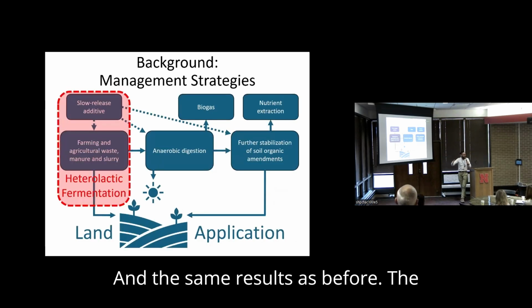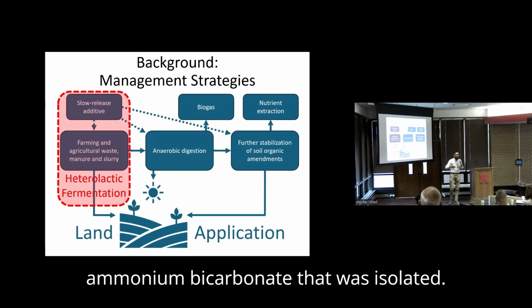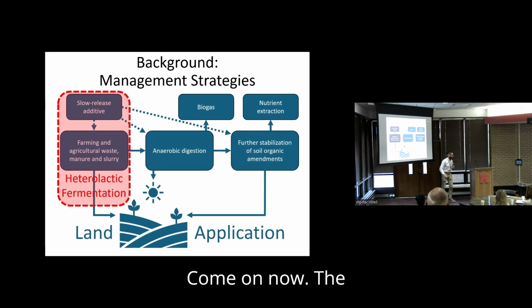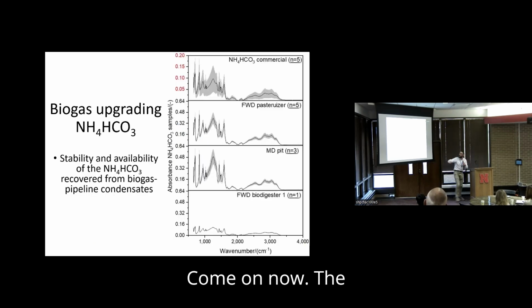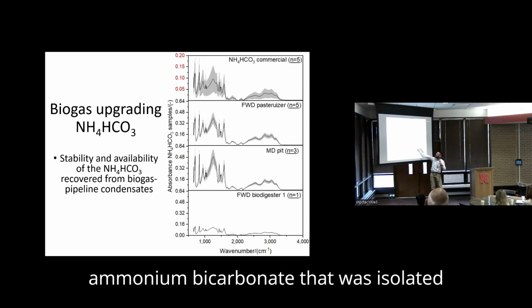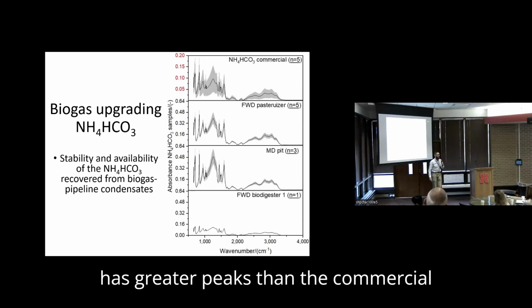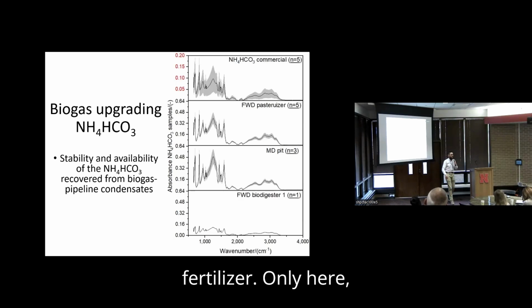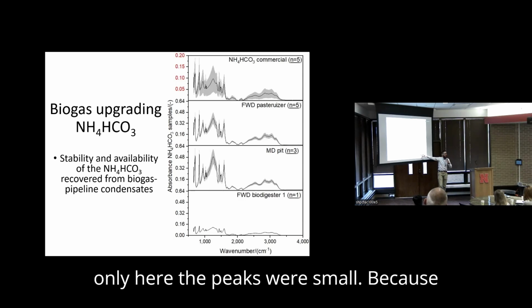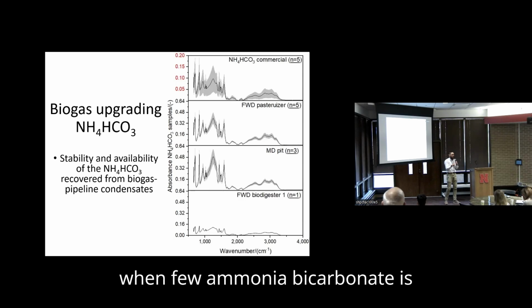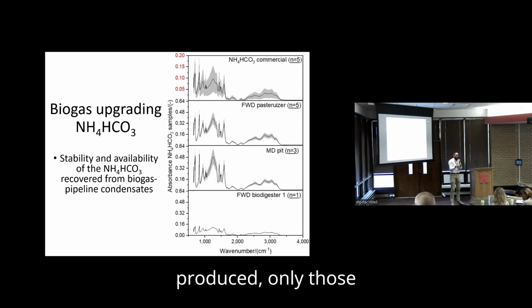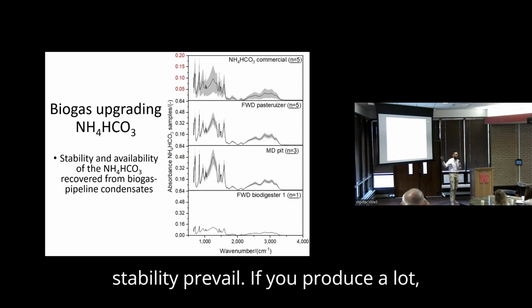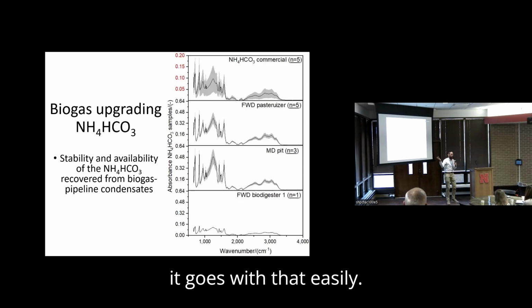And the same results as before. The ammonium bicarbonate that was isolated has greater peaks than the commercial fertilizer. Only here the peaks were small, because when little ammonium bicarbonate is produced, only those crystals that present high stability prevail. If you produce a lot, it goes away easily.